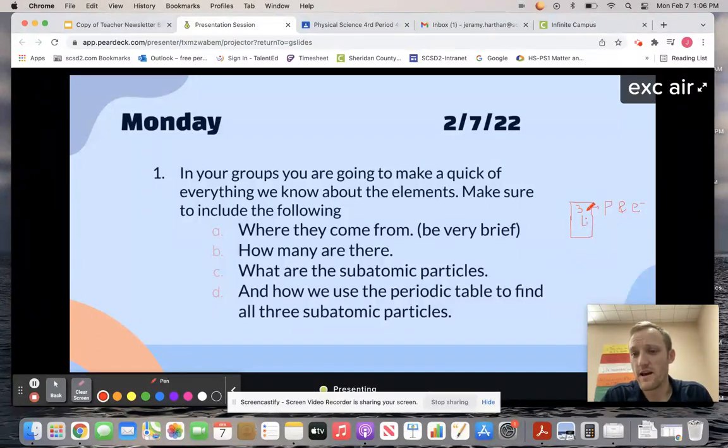We're going to look at that a lot today. And then the mass down here is going to be the protons and neutrons. So to find our number of neutrons, we just take 7 minus 3, and that's going to tell us the neutrons. Okay, so we just want to review some of those things that we learned last week.